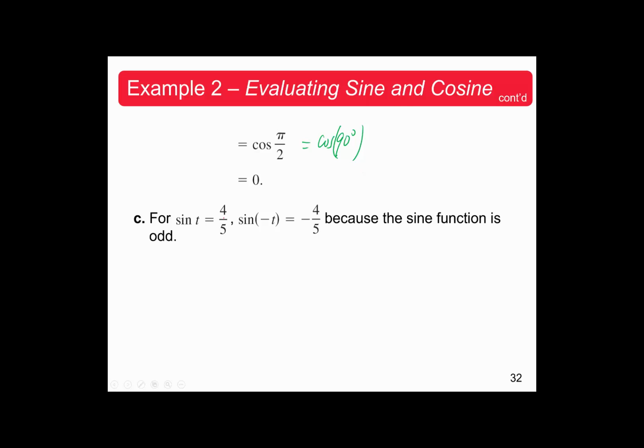Now, sine t equals 4/5. Sine of negative t will be negative 4/5 because sine is an odd function.